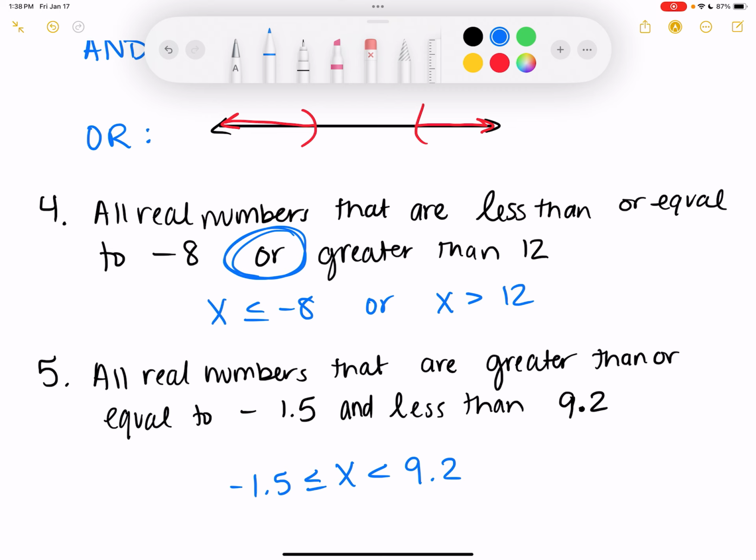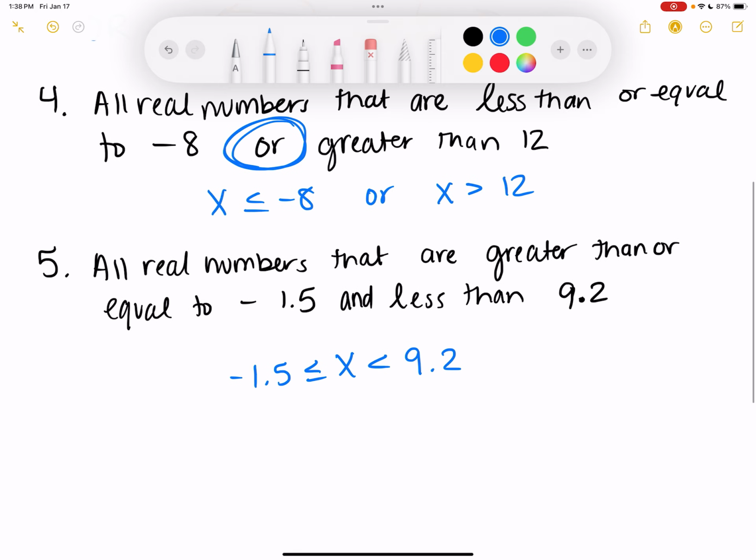What the previous one in number 4 told me was that x is less than or equal to negative 8 or x is greater than 12. When we actually start graphing them, it will make a little more sense. But these ones just wanted us to set them up. Well, they say to graph. We're going to graph other ones.